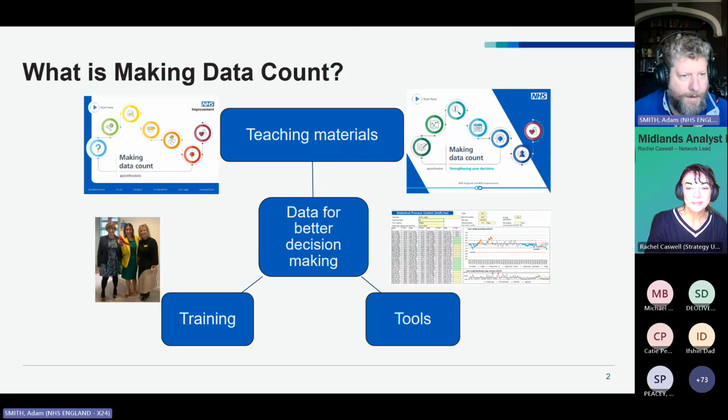Right. So what is Making Data Count? For those who don't know, Making Data Count is really all about helping people to use their data for better decision making. We've got three strands to that. So we've got teaching materials. There are interactive PDFs available on the NHS England website. Don't worry about trying to find anything or any links. I've got a whizzy QR code at the end, which will give you all the links.